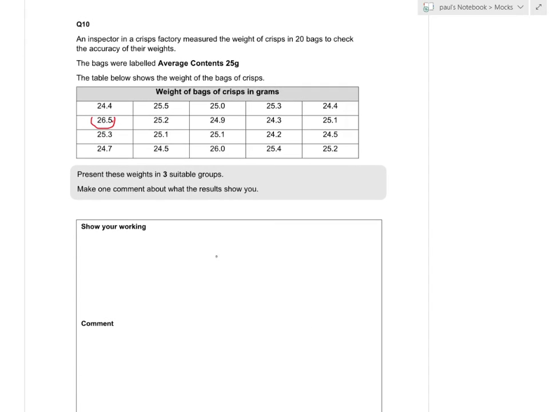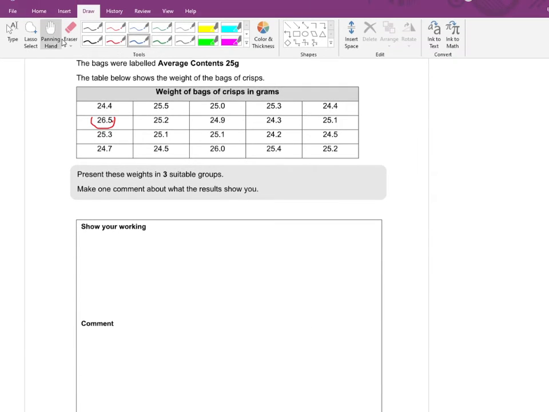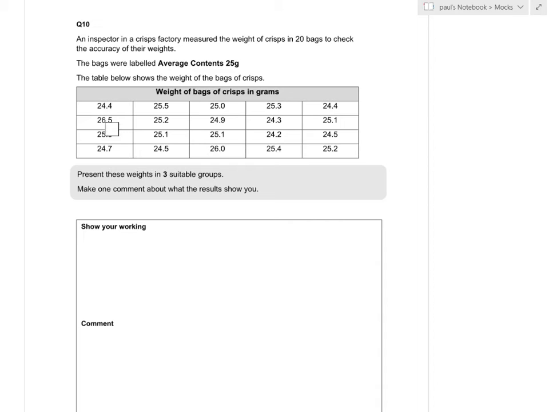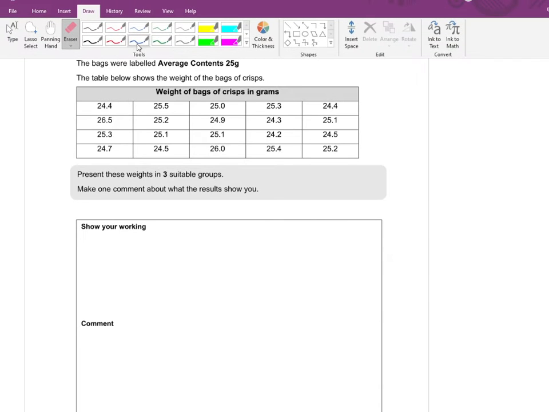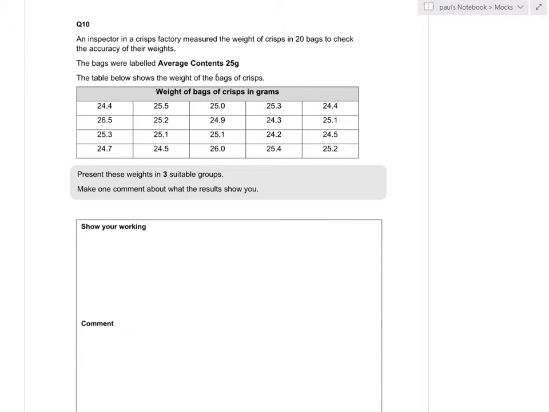An inspector at the crisp factory. Let's get rid of that red circle. An inspector at the crisp factory. Average 25. Table below is the weight of crisp. Put these into three, or one of these 3 suitable groups.